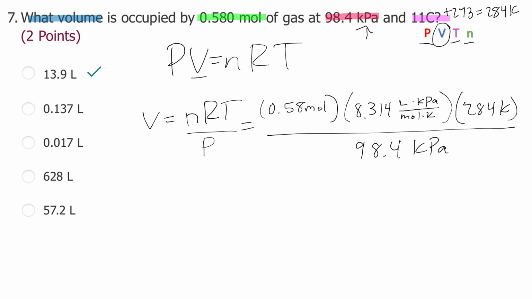Now if we look at our units, moles and Kelvin both cancel out, and kPa cancel out, and you're left with liters. If you do 0.58 times 8.314 times 284 divided by 98.4, you would get 13.9, and that would be your answer.